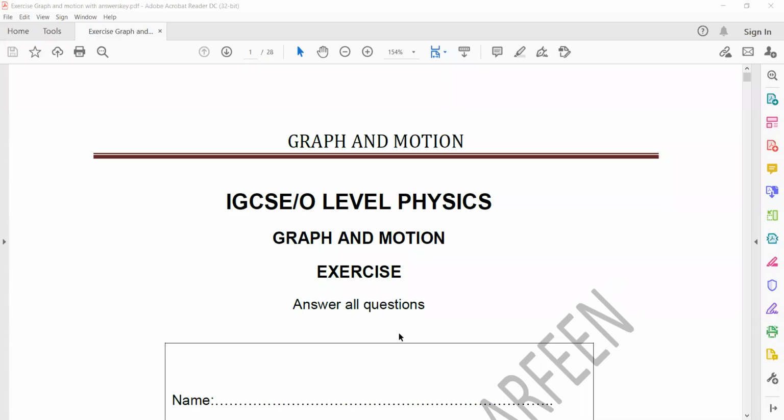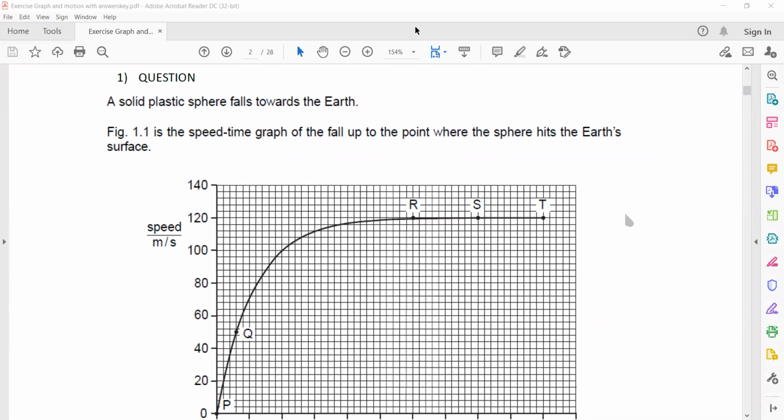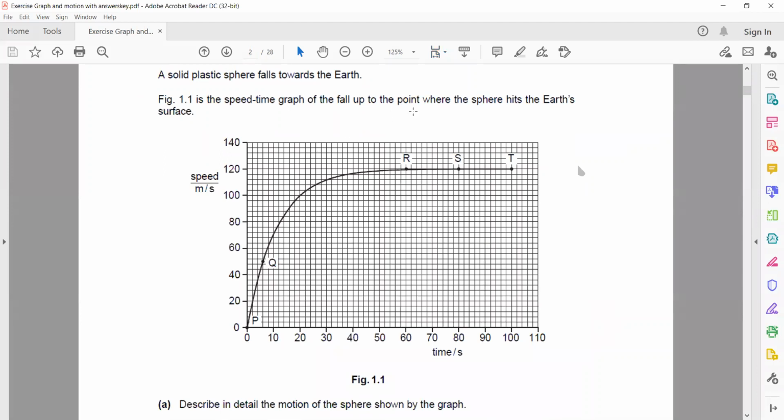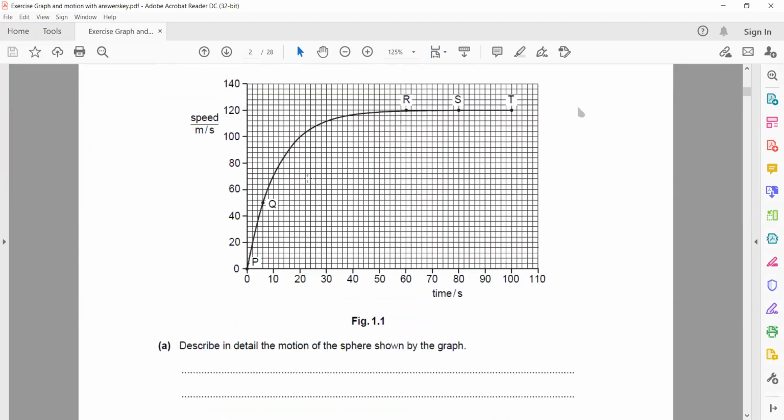So this is the weekly homework about the graphs and the motion, as we completed this topic in the last session. In question 1, a solid plastic sphere falls towards the earth. Figure 1.1 is a speed time graph for the fall, up to the point where the sphere hits the earth's surface. Describe in detail the motion.